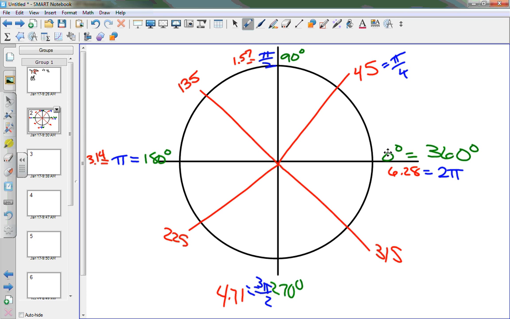Okay, so now we have to go around the circle and add by what? 1/4, right? So 1/4 plus 1/4 is 2/4, which is 1/2. 2/4 plus 1/4 gives me 3/4. Plus 1/4 gives me 4/4, which is pi. Plus another 4th gives me 5/4. Plus another 4th gives me 6/4, which reduces down to 3 over 2. Plus another 4th gives me, plus another 4th gives me 8 pi over 4, which is 2 pi, right?